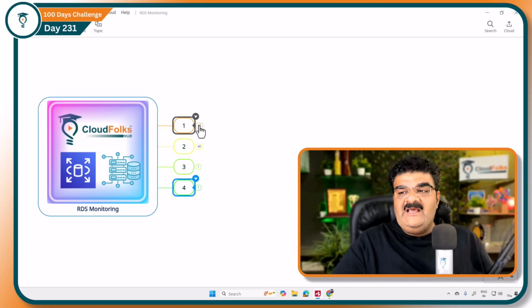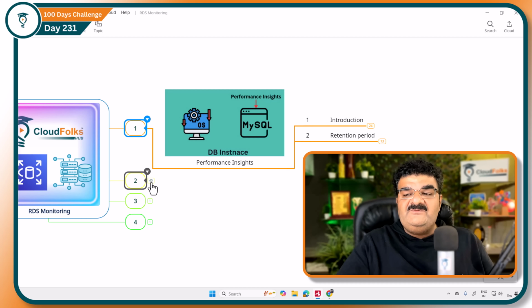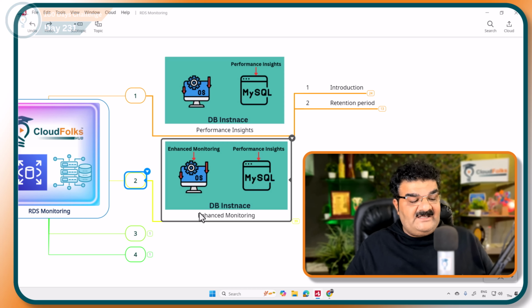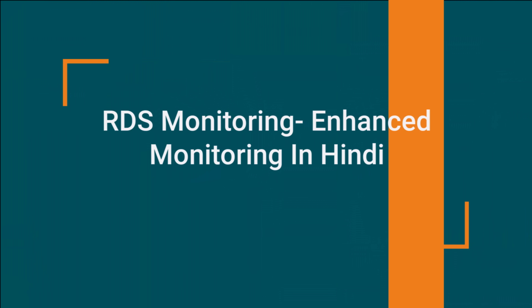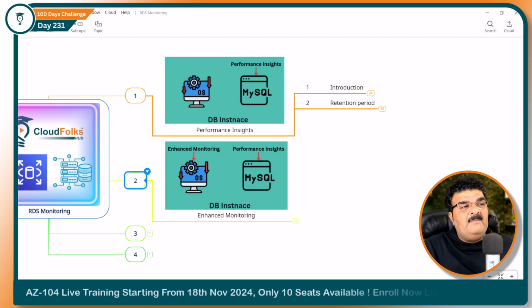The first option we have is Performance Insights. We already discussed this in the previous video, and now in this video, we are going to discuss Enhanced Monitoring. So let's start. Now, before I explain Enhanced Monitoring, I want you to understand the difference between Performance Insights and Enhanced Monitoring. Why did AWS provide us these 2 options?